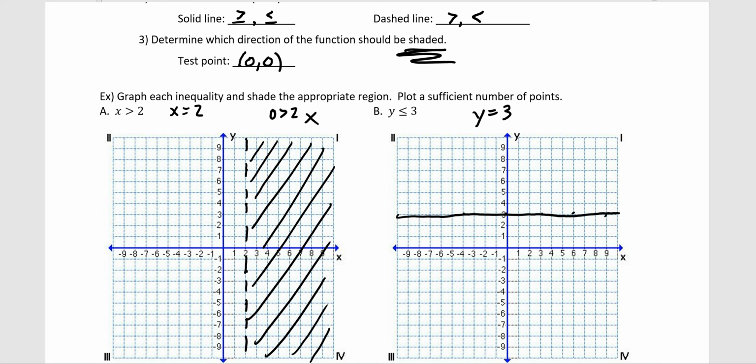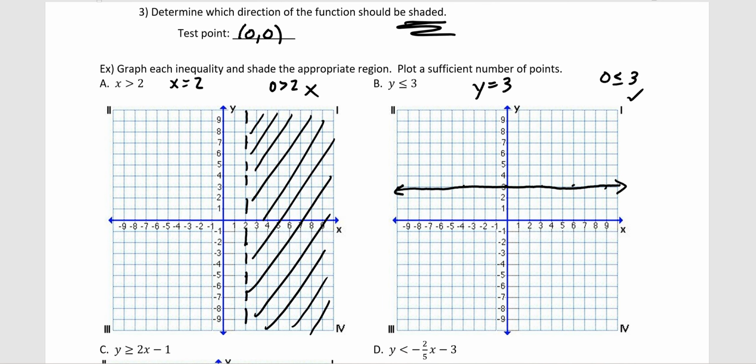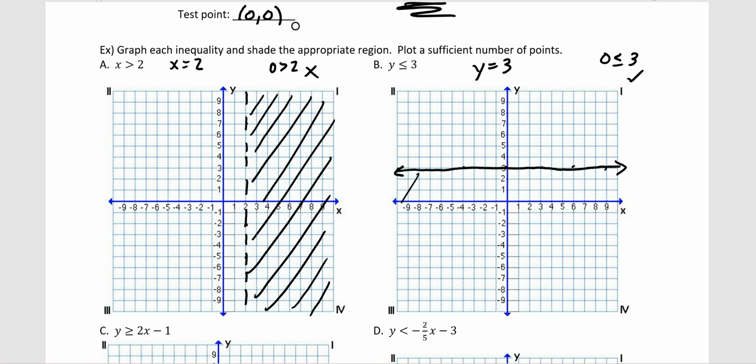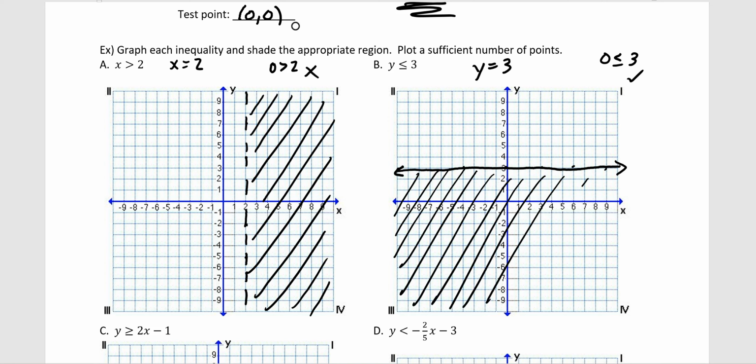Right at y equals 3. I can go ahead and draw my arrows to show that this continues onward. Excellent. And then plug in 0, 0 for a test point. So 0 is less than or equal to 3. Is that true or false? Well, that's true. 0 is indeed less than 3. So that means I will shade the side that has 0, 0. So I'm shading below this line here. Beautiful. That's what we're looking to do here.